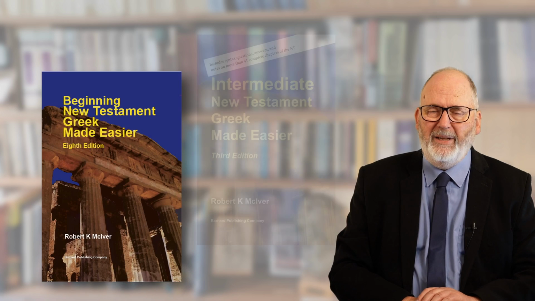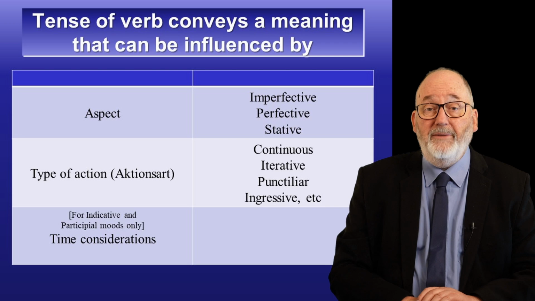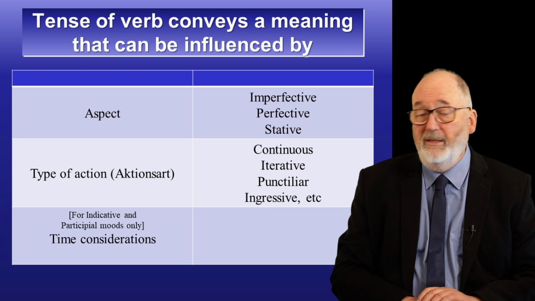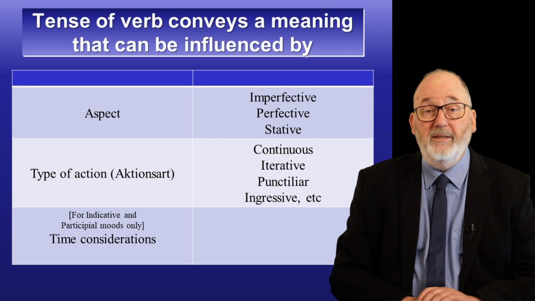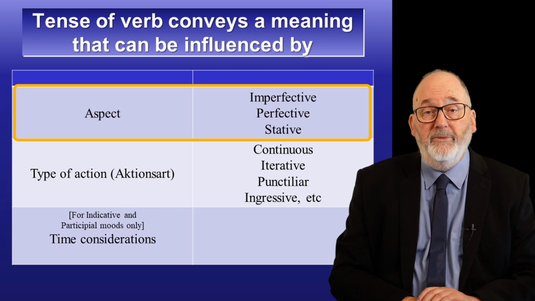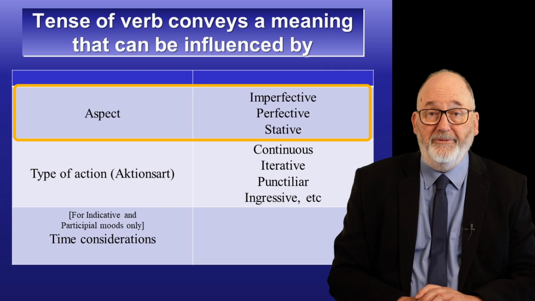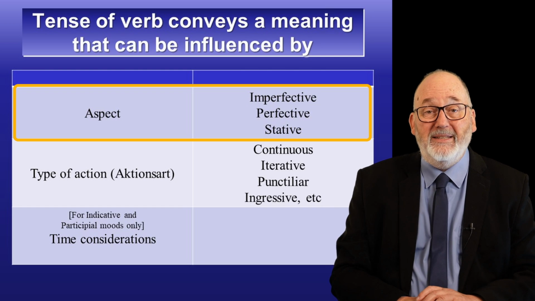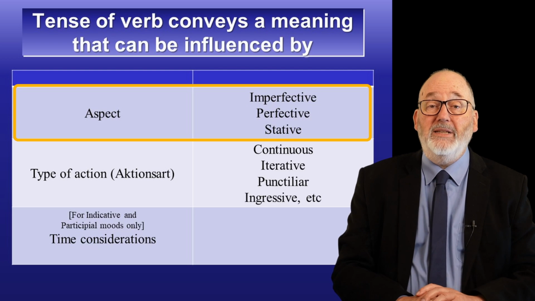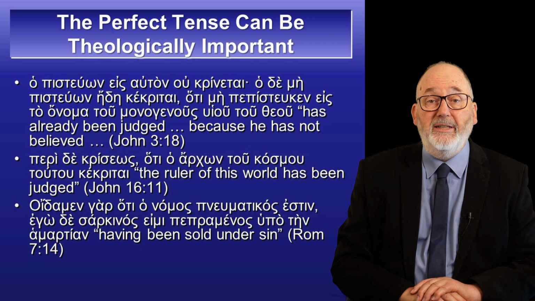Now, in both my books, Beginning and Intermediate New Testament Greek Made Easier, and in another video, I have tried to explain the tense system of the Greek verb in terms of aspect, type of action, and time considerations. Now, with the perfect tense, aspect is the most important feature. As far as aspect goes, we have a choice of imperfective, perfective, and stative. And the perfect tense has a stative aspect. There has been a change of state taking place in the past. Now, this change of state can sometimes be theologically important.